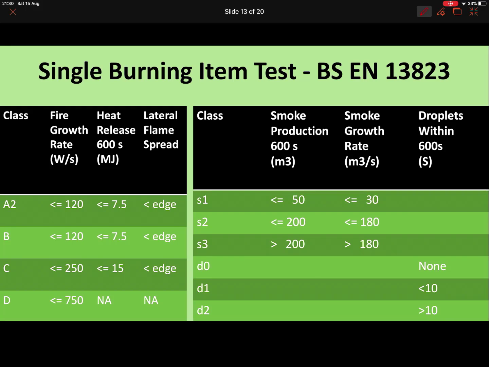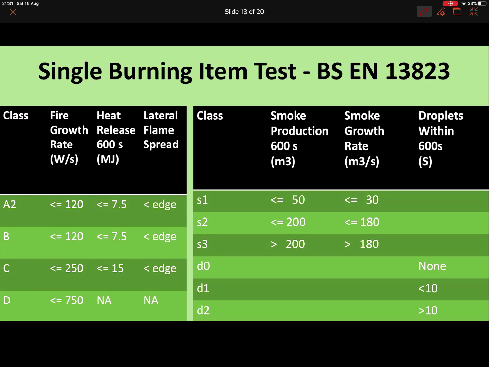Then after 2 seconds it can't be more than 30,240 watts. So it works a little bit like gravity, this watts per second business. It's purely an acceleration rate. Class C can't be any more than 250 watts per second growth rate, and D 750. For A2 again and B, the total heat release can't be more than 7.5 megajoules for the sample product sizes. And C is 15, double that, and D is not applicable.